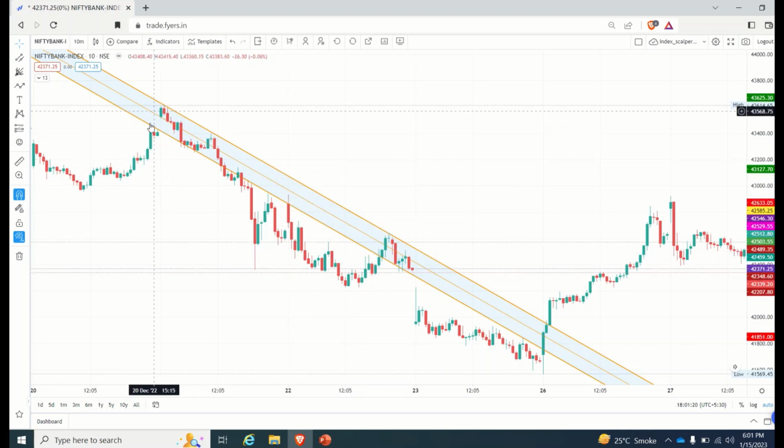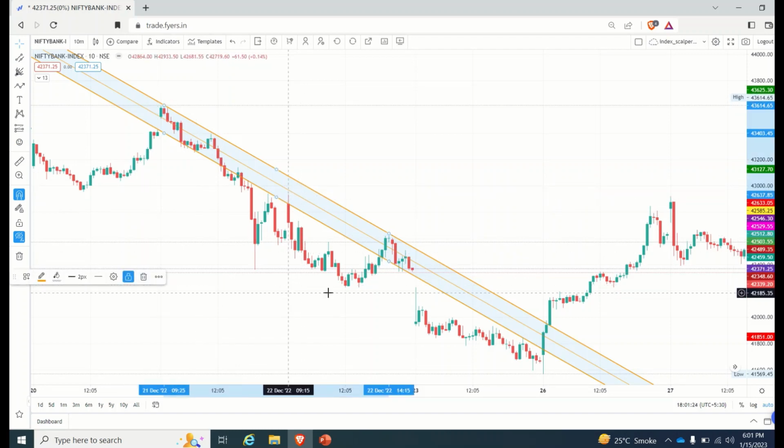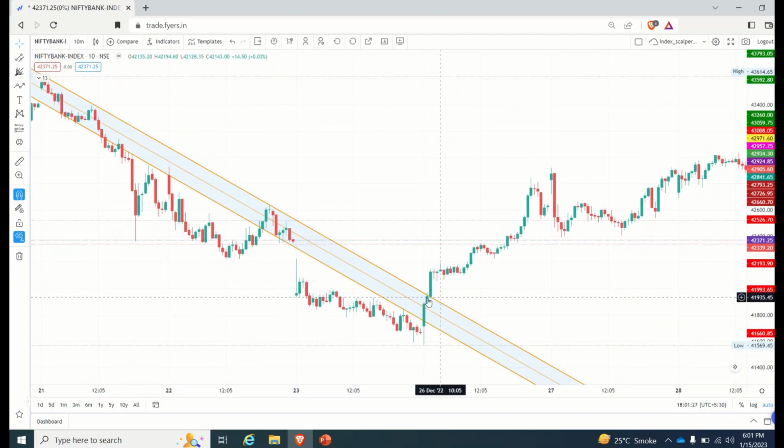So once you are able to find these types of areas in the market, you will see whenever this gets a breakout, even if it does not retest it, you see this breakout never got retested after 26th, right? So it was a straight movement.